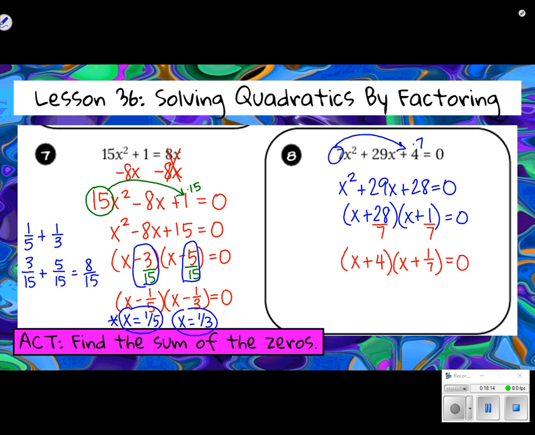But what's the opposite of 4? Negative 4. What's the opposite of positive 1/7? Negative 1/7. Those are your answers, but let's do the ACT part. Find the sum. What's negative 4 plus negative 1/7? Negative 4 and 1/7.